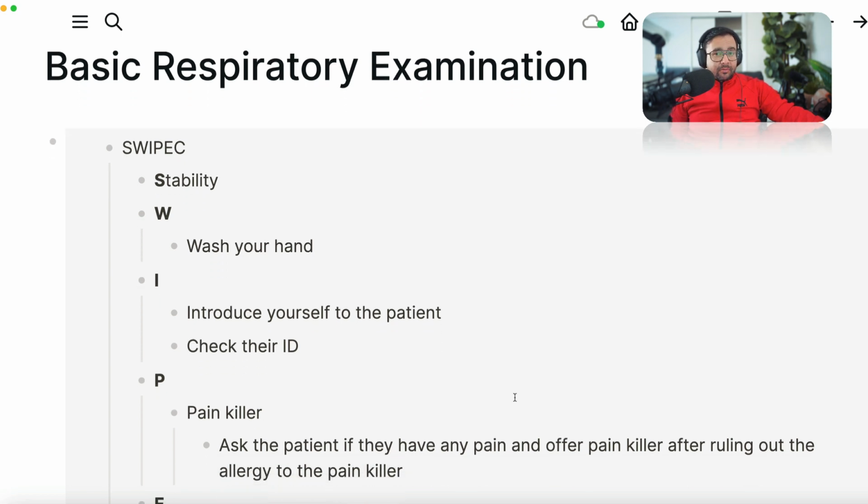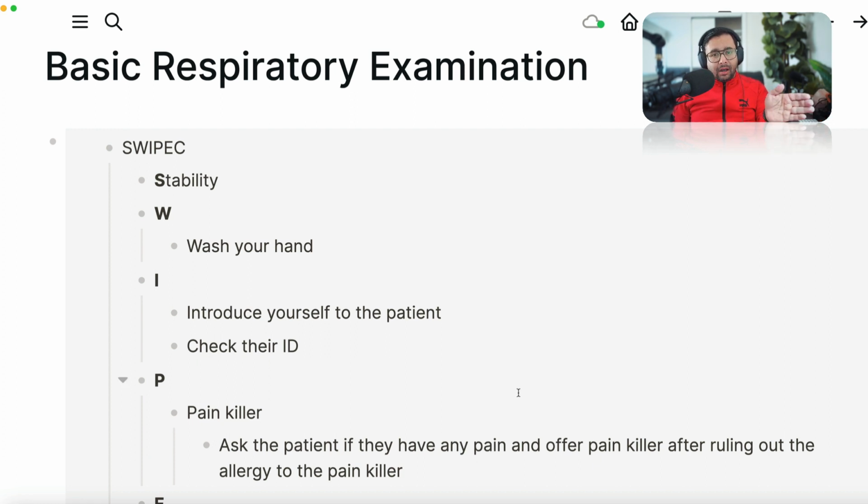After that, the next step that we all do is we wash our hands and wear the gloves. The third step is we introduce ourselves to the patient. Now, while introducing ourselves to the patient, what do we do? We have to tell the patient our name and we have to tell them our position. We can also tell them what examination we are going to do, and we need to check their ID to make sure that we are examining the right patient.